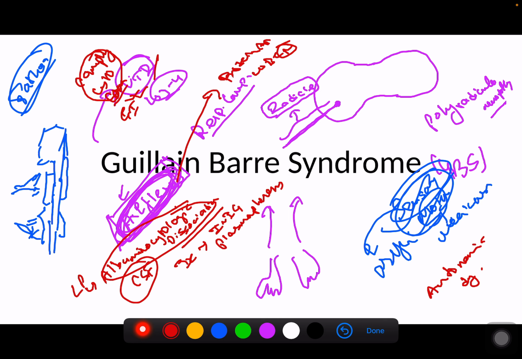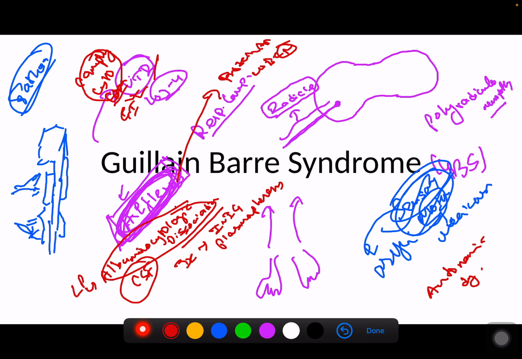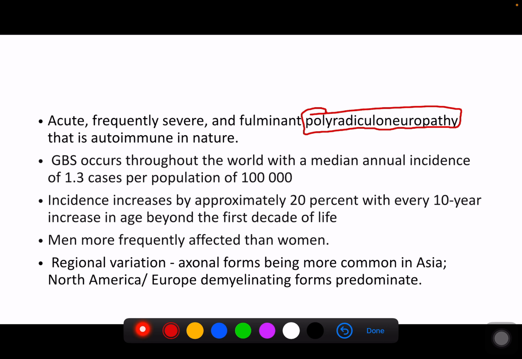Okay, so what do we mean by Miller-Fisher syndrome? Now let's move on to the slides first of all, and then we will discuss everything. Frequently severe and fulminant polyradicular neuropathy. The same words you need to write. Polyradicular neuropathy, that is autoimmune in nature. I already talked about the formation of autoantibodies against the myelin sheath. Incidence increases by approximately 20% with every 10-year increase in age beyond the first decade of life. More frequently affecting men than women.